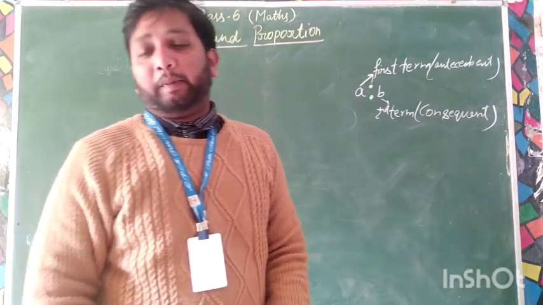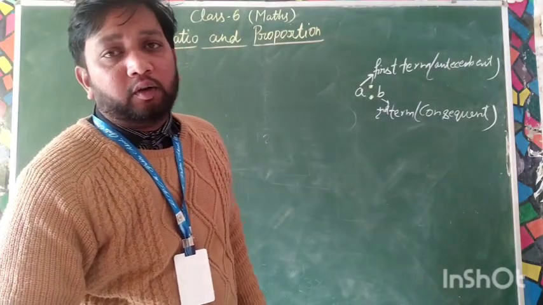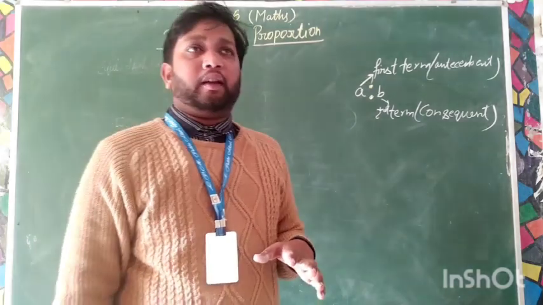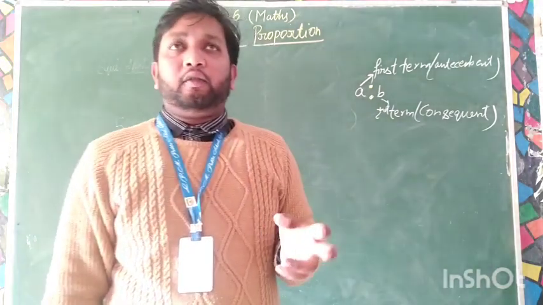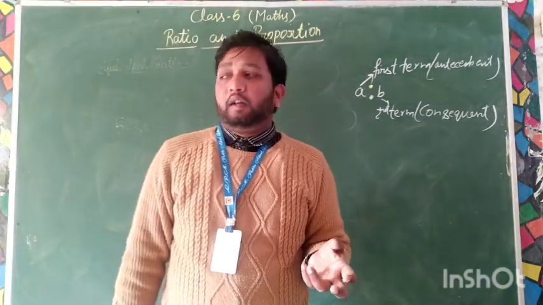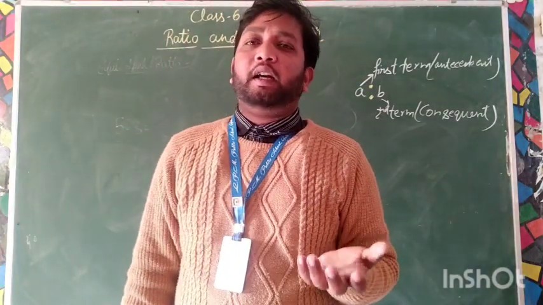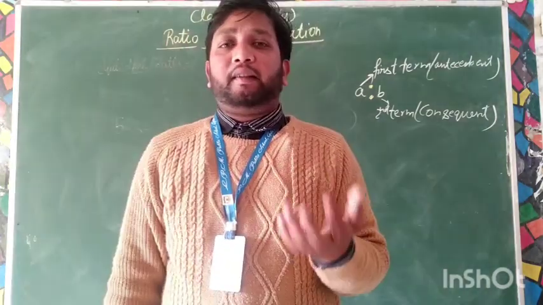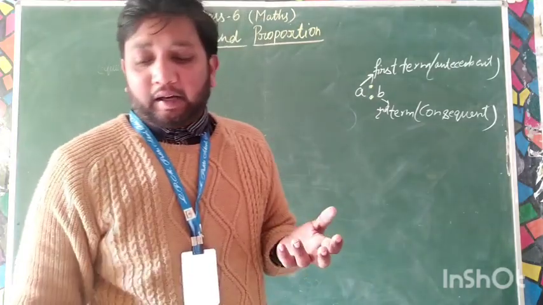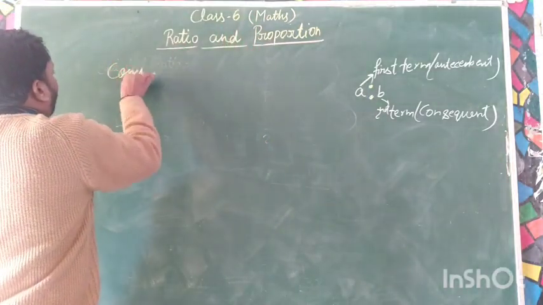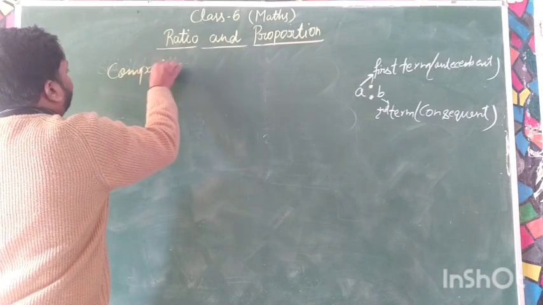If we have been given 2 or more than 2 ratios, then which ratio is bigger and which ratio is smaller, or whether both the ratios are the same or not. अगर हमको 2 रेशियो दिया है तो कौन सा रेशियो बड़ा है, कौन सा छोटा है, या दोनों के दोनों रेशियो सेम हैं, इसी को कहा जाता है कंपैरिजन ऑफ रेशियो.